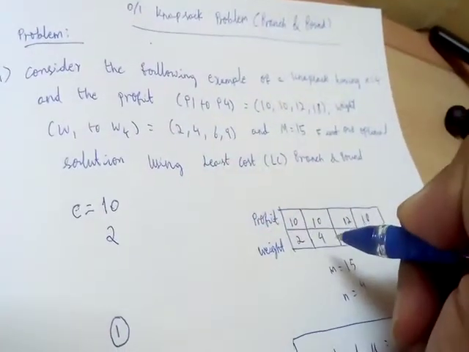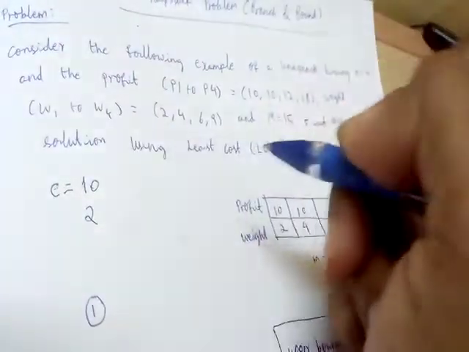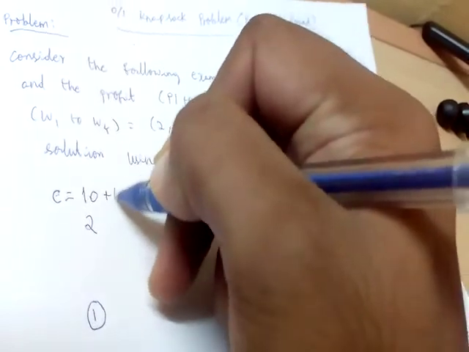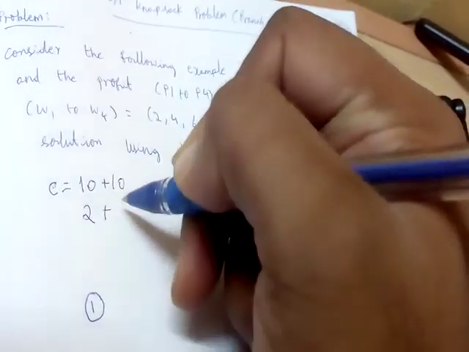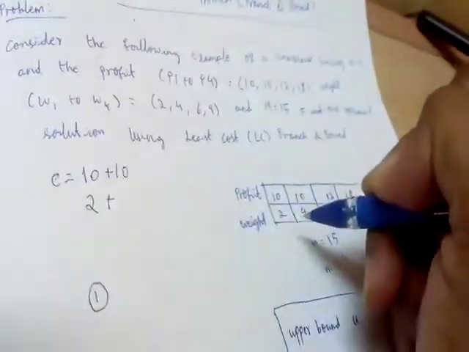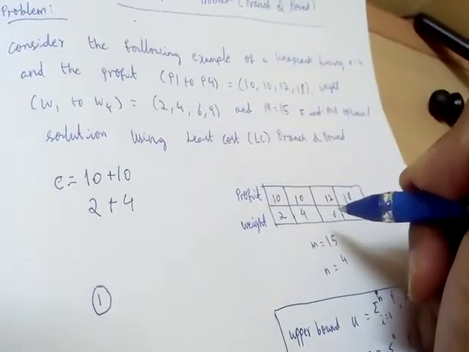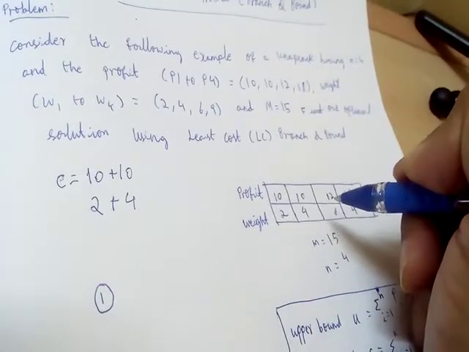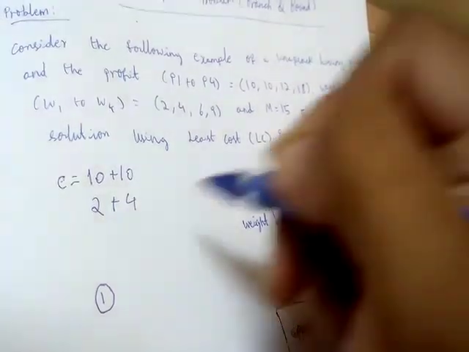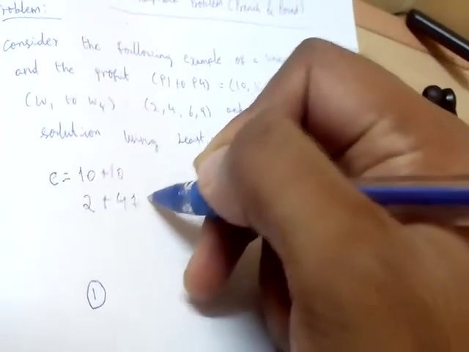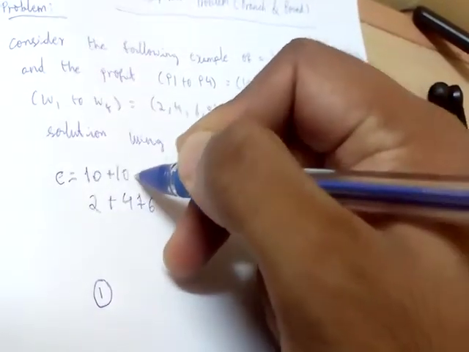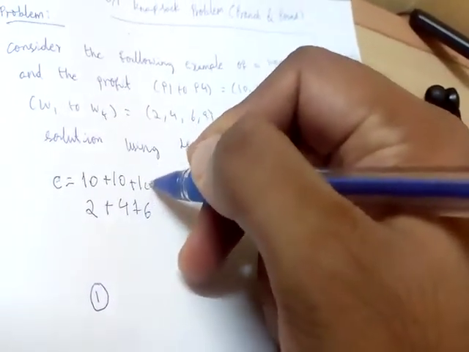Then I will insert item 2 into the knapsack. Its profit is 10 and the item weight is 4. So right now the total weight is 6, and we can still add some more. If I add item 3, its weight is 6. So 4 plus 6 is 10, and 10 plus 2 is 12. So I can add item 3 to the knapsack bag.